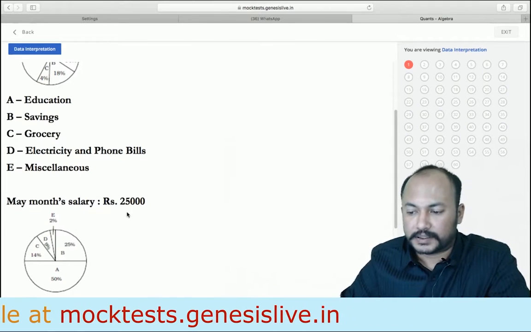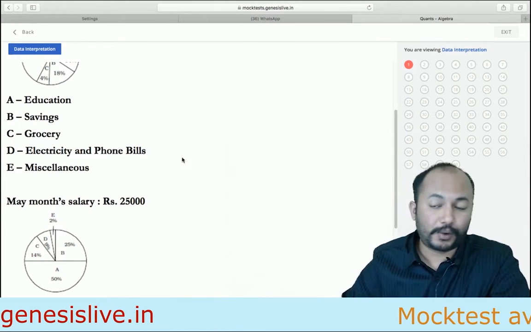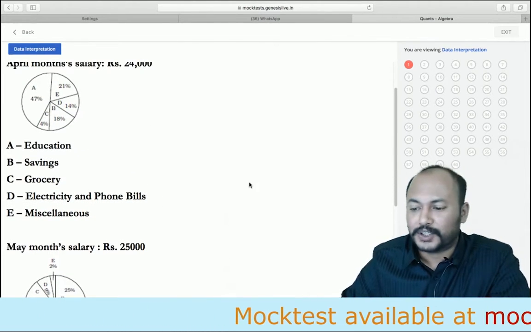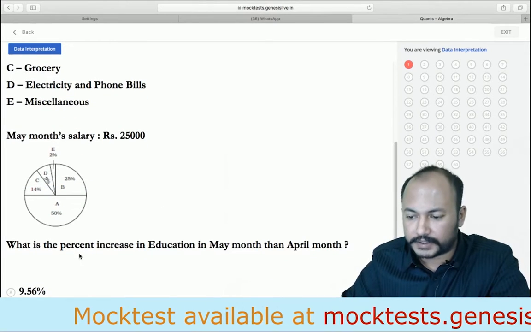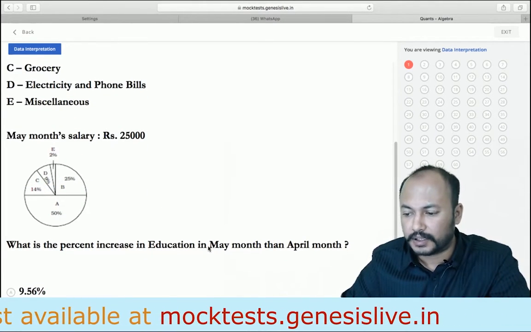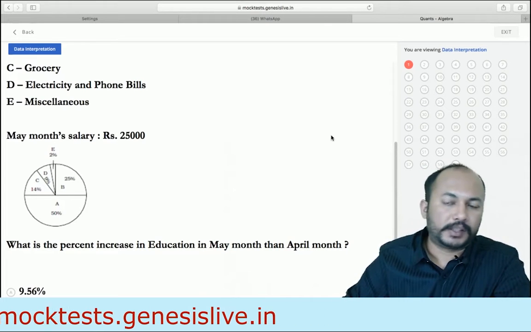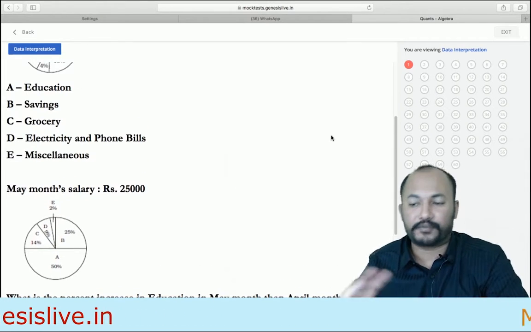Similarly, May month's salary is 25,000 now. Earlier it was 24,000. So what we are supposed to find is, what is the percent increase in education in May month than April month. I'm sure you definitely would have solved this question.